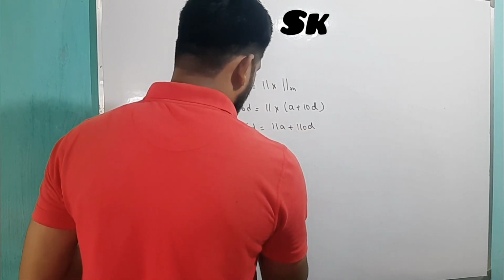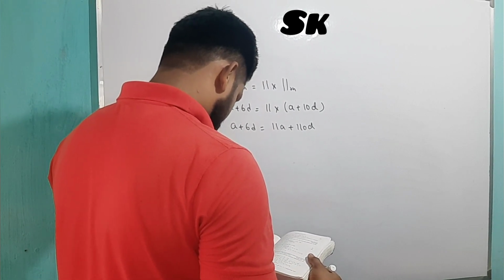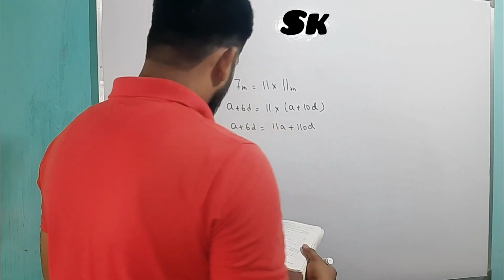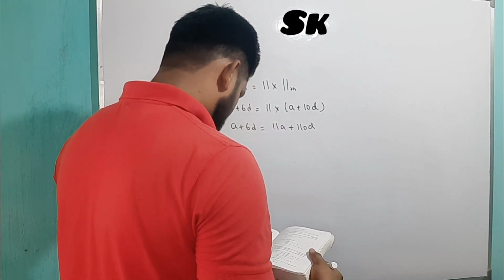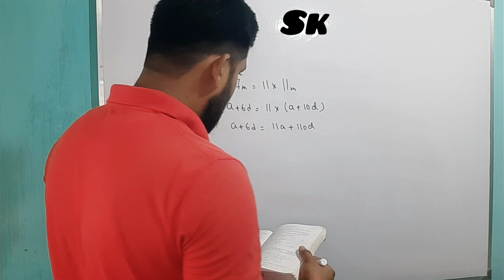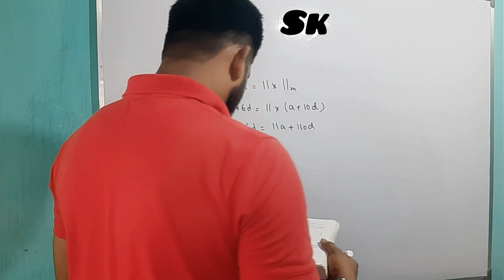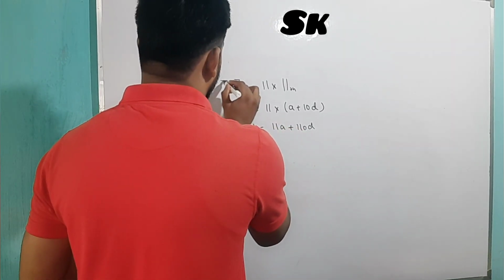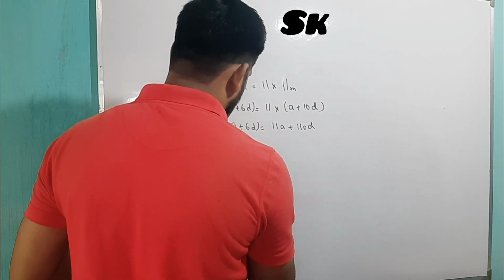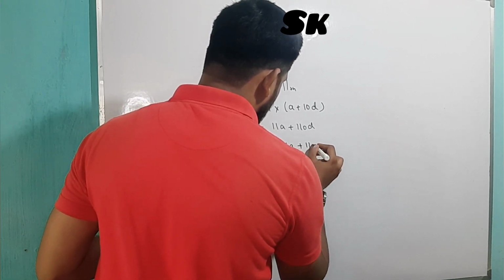Solve this one. So how much am I going to get as an answer? Somewhere I'm making a mistake about the 7th term. A plus 6d is equal to 11 times the 11th term, a plus 10d. Now what is the problem? 11 times 10d is 110d. Okay, if it is 7 times the 7th term, that's why I'm not getting the answer. 7 times, so 7a plus 7 times 6 is 42d is equal to 11a plus 110d.